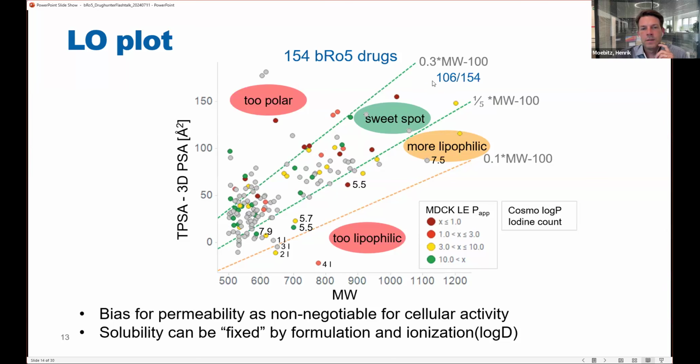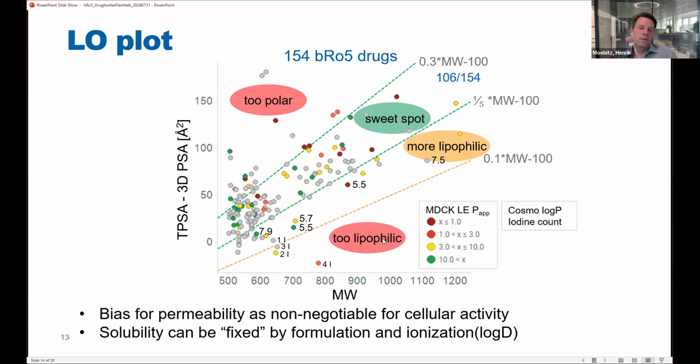And by consequence, the compounds in the red spaces are either too polar or too lipophilic. And in these regions, we find compounds that have many iodines and are also known to be transporter substrates, or either really highly lipophilic. The number here is the logP.